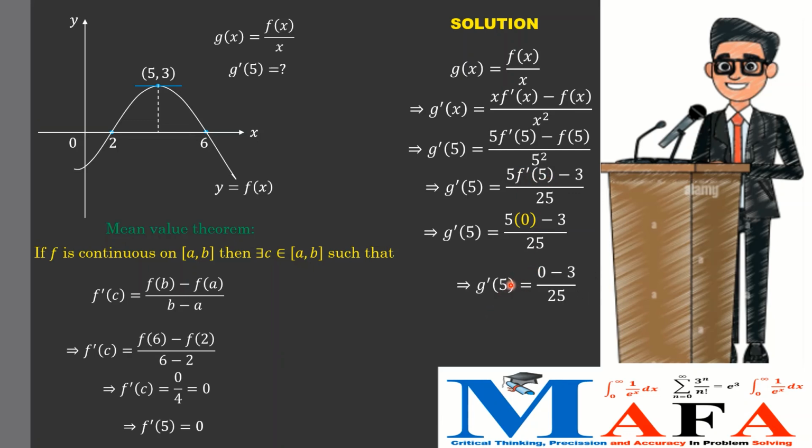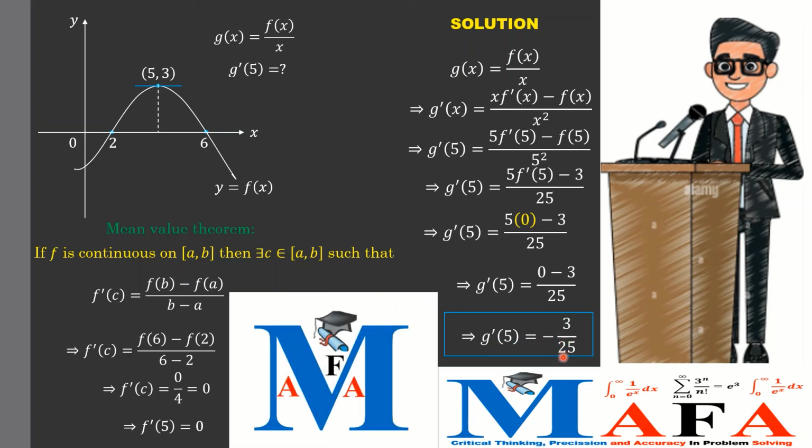We get g prime of 5 to be 0 minus 3 over 25, hence we get our g prime of 5 to be negative 3 divided by 25.